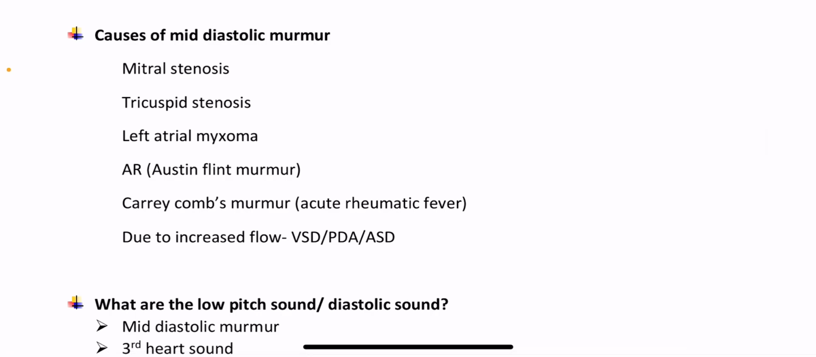Causes of mid-diastolic murmur: mitral stenosis, tricuspid stenosis, left atrial myxoma, Austin Flint murmur in AR, Carey-Coombs murmur in acute rheumatic fever, and increased flow in cases of VSD, PDA, ASD.